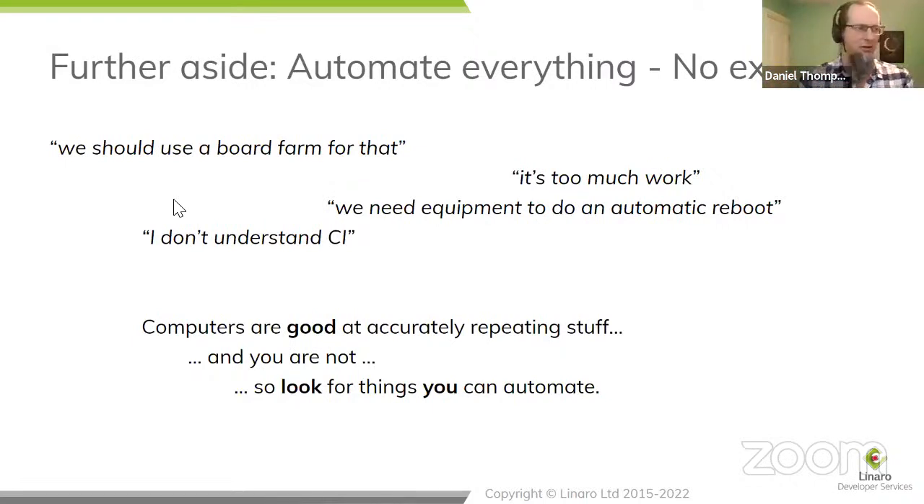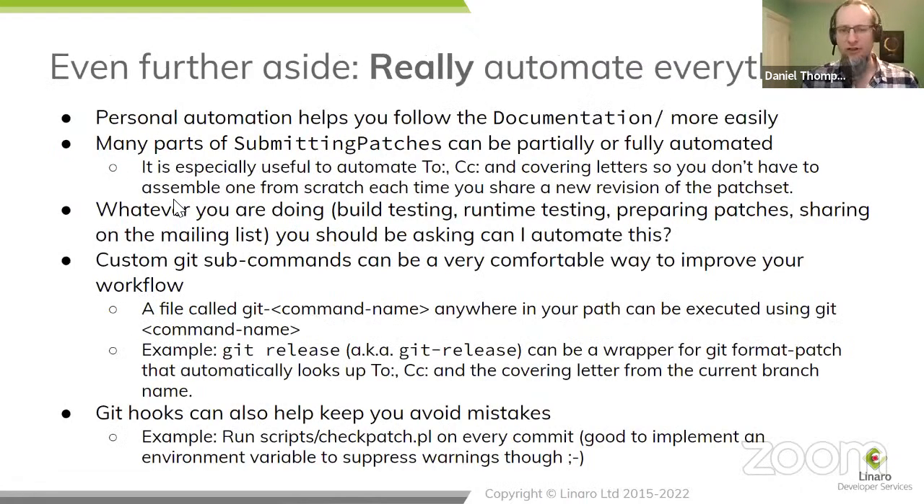Don't tolerate excuses. You know, we would automate, but you need a board farm. We would automate, but it's way too much work. We would automate, but I don't have a PDU to turn my board on and off and reset it. CI is not really my thing. Computers are really good at accurately repeating stuff, and humans are really bad at accurately repeating stuff. So looking for things that you can automate rather than making excuses about what you can't automate is a very valuable philosophy to bring with you.